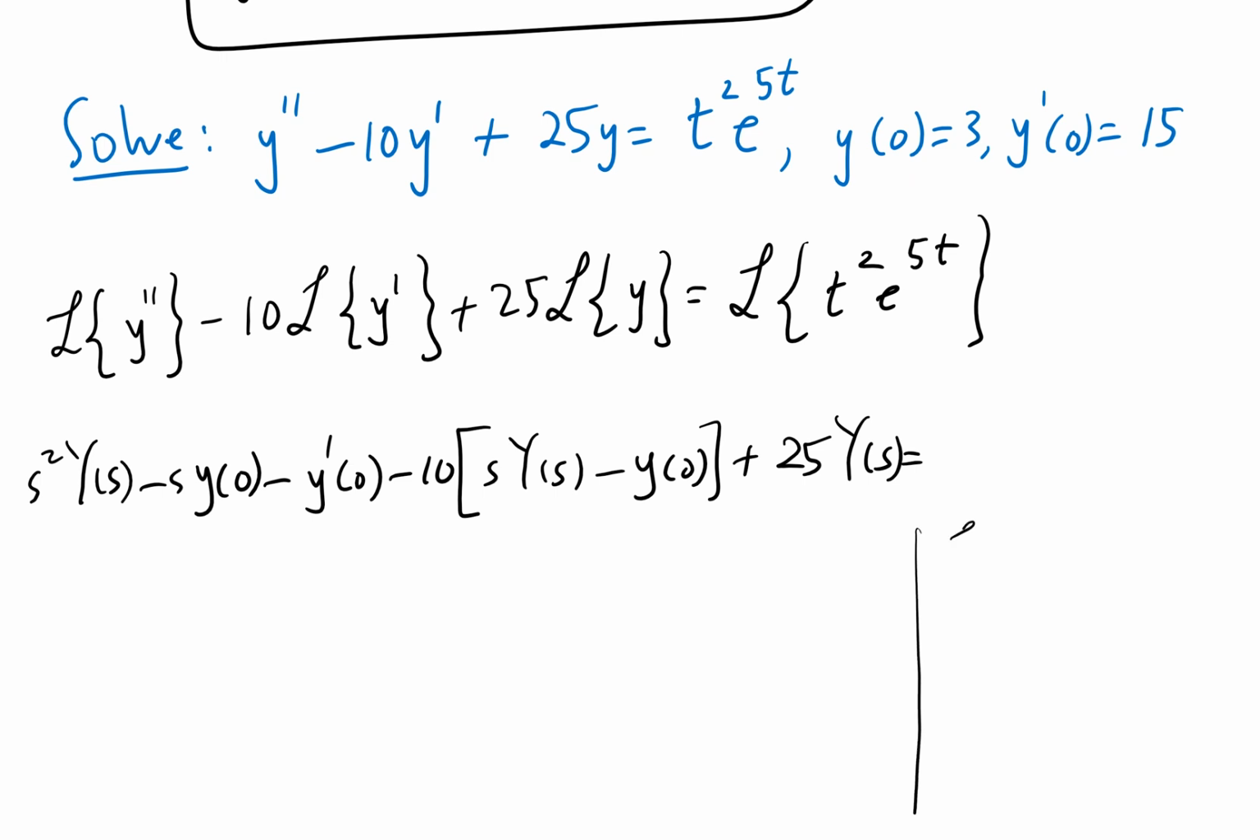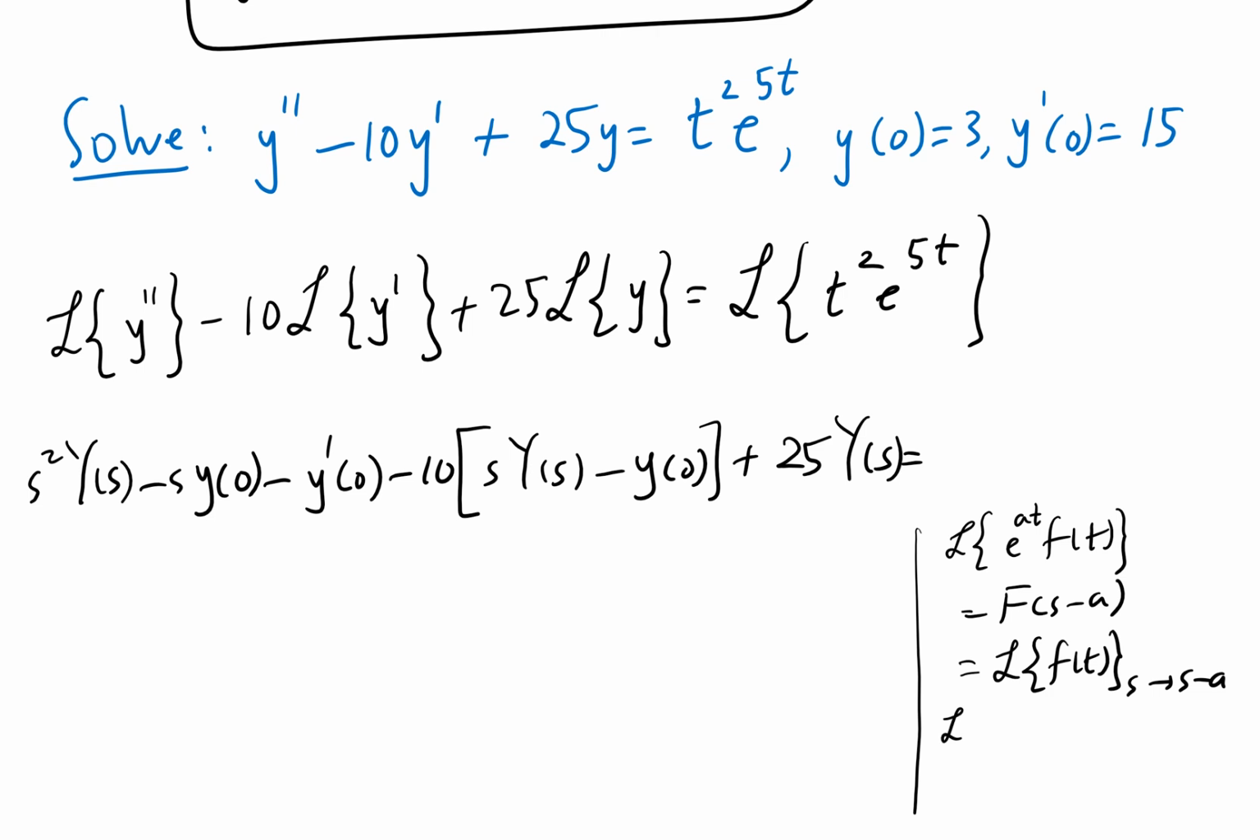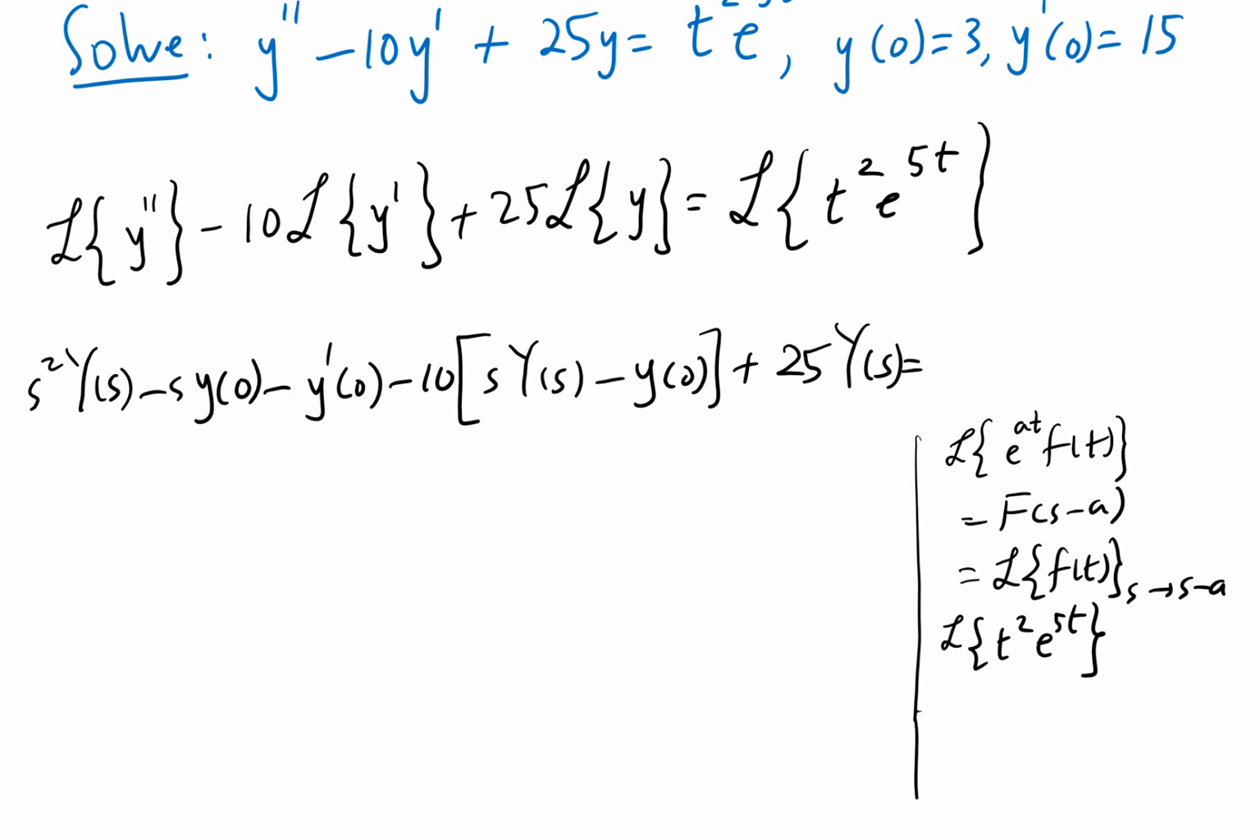Just recall the Laplace of e to the at of f of t. We give it to you by the first translation theorem as capital F of s minus a, which can also be written as the Laplace of f of t, where s can be replaced with s minus a. So for the Laplace of t squared e to the 5t, this can be found using the Laplace of the function f of t, which is t squared in this case, where s gets replaced with s minus 5.